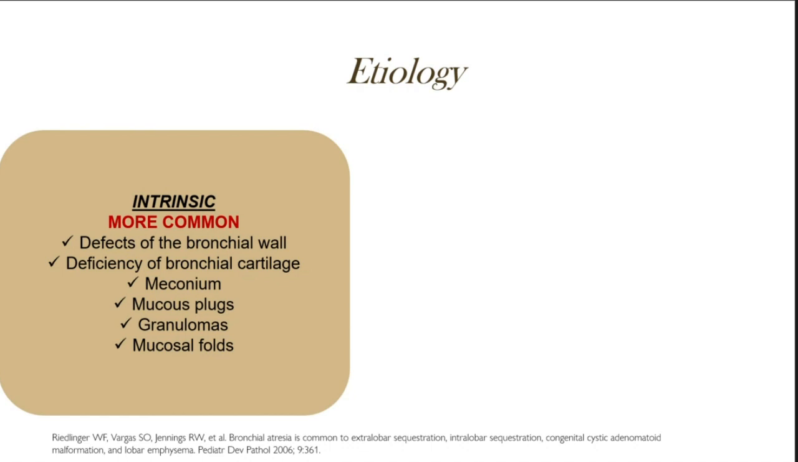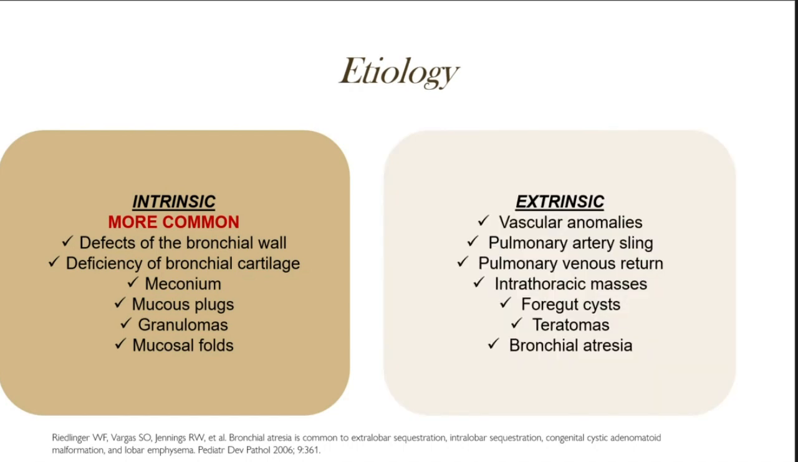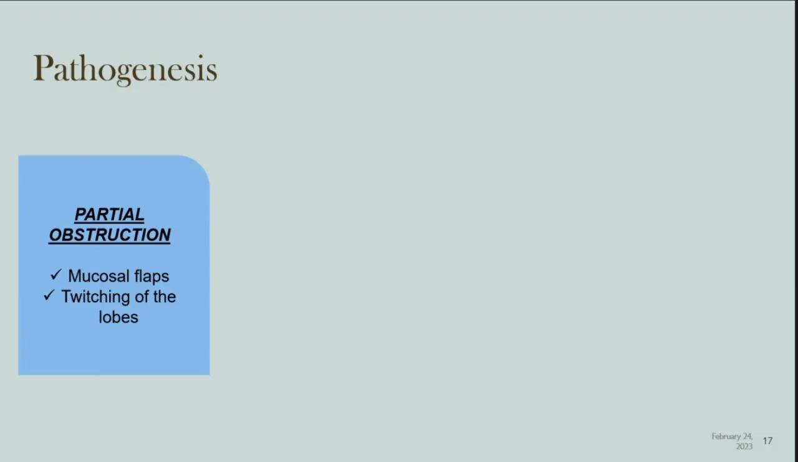Intraluminal obstruction caused by meconium or mucus plugs, granulomas, or mucosal folds can also cause partial obstruction of the lower airway. Extrinsic compression may be caused by vascular anomalies such as pulmonary artery sling or anomalous pulmonary venous return, or intrathoracic masses such as foregut cysts and teratomas. Additionally, bronchial atresia has been identified as a common finding in CLE and other congenital cystic pulmonary malformations.